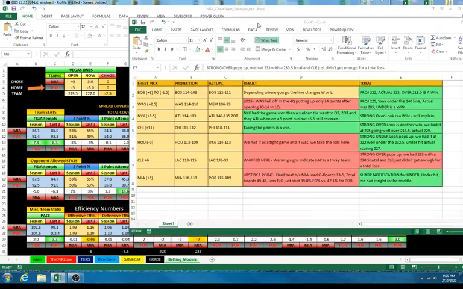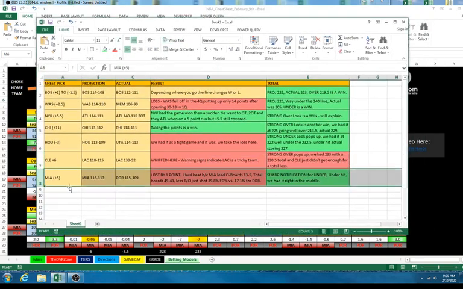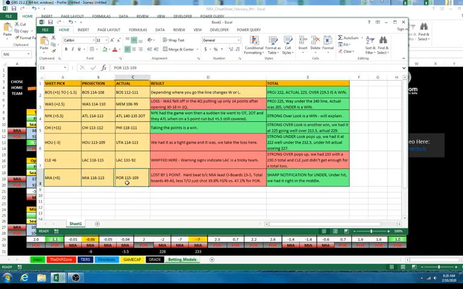We're going to come over here and take a look at this last game. So the sheet play would have been Miami plus 5. We had them winning by 3. Portland ended up winning this game 115 to 109. So it was a brutal loss. We lost by 1 point.